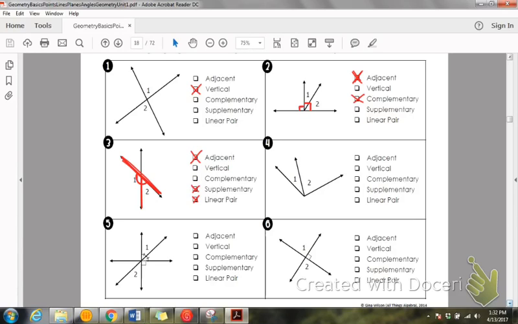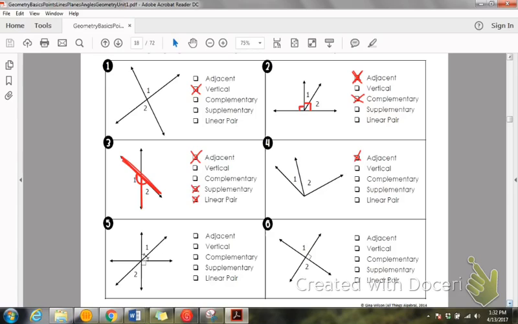Okay, number 4. Donald Scaife. What do you know about number 4? I don't know. It's not an answer. Are they across from each other or are they beside each other? Okay, what's that word that means beside each other? Good. Adjacent. Do we know anything about them making 90 degrees? For sure. They kind of look like they make 90, but we don't know because we don't have that box there. Okay, and they're not 180, so they can't be supplementary or a linear pair. So just adjacent on number 4.